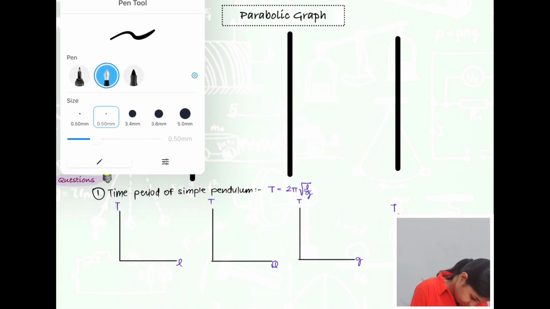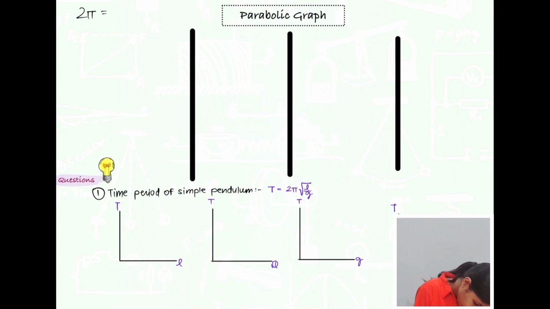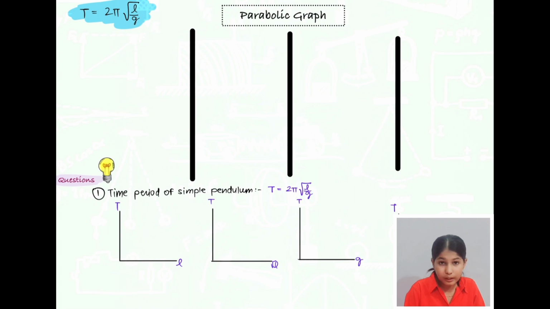T is equal to 2 pi under root L upon g. L upon g, this is our formula. Now, your first question is asking you to do what? You have to plot the graph between T and L.